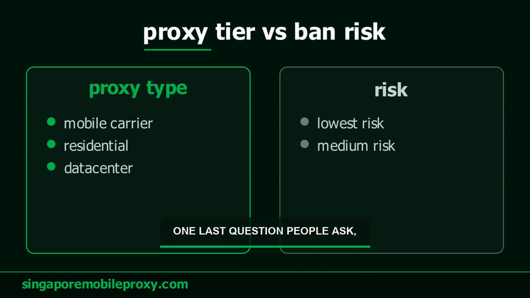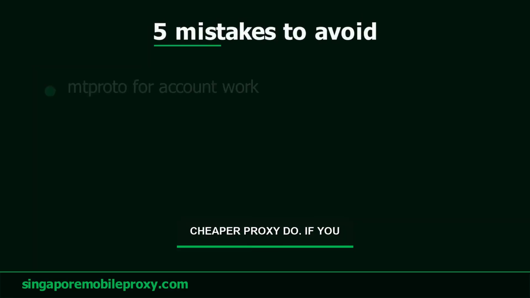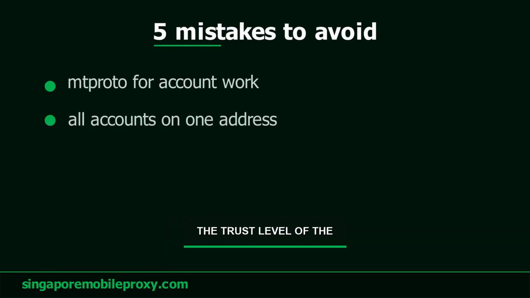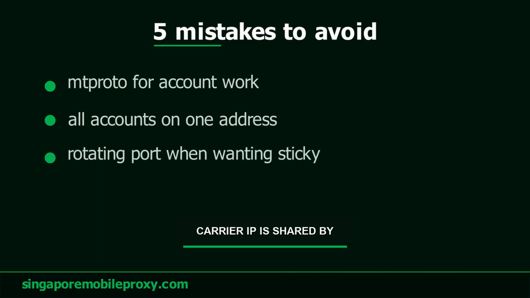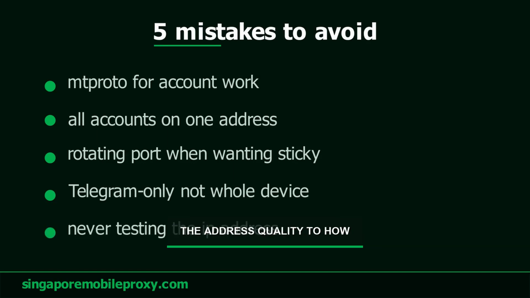One last question people ask, do you even need mobile for this, or will a cheaper proxy do? If you just need reach, any working proxy gets Telegram connected. If you are running accounts you cannot afford to lose, the trust level of the address is everything, and mobile sits at the top because each carrier IP is shared by thousands of real phones. Residential is a step down but workable. Data center is the bottom, and it is the fastest way to get an account flagged. Match the address quality to how much the account is worth to you.